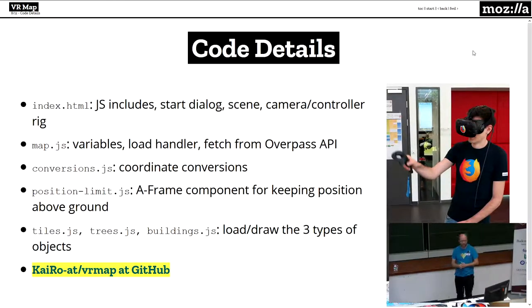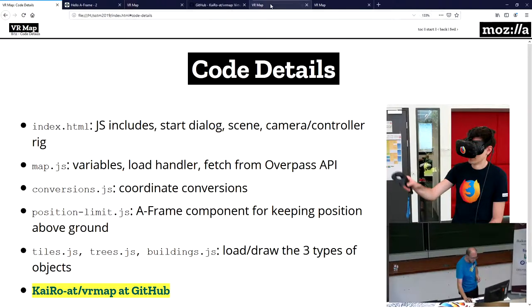As I'm running a little bit short on time, I will not go into a lot of the code details. There's one HTML file with the basic scene and all the includes and the start dialog. And then there's some JavaScript files. The most interesting ones there are the tiles, trees, and buildings that load the actual objects, and most interesting of that, the trees and buildings. That's up on GitHub.